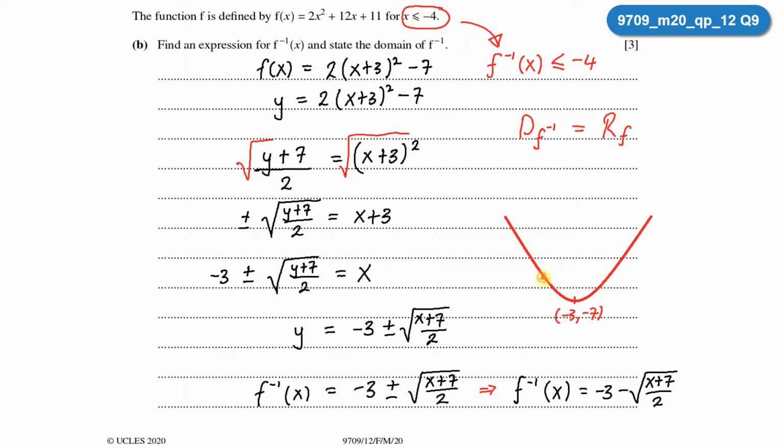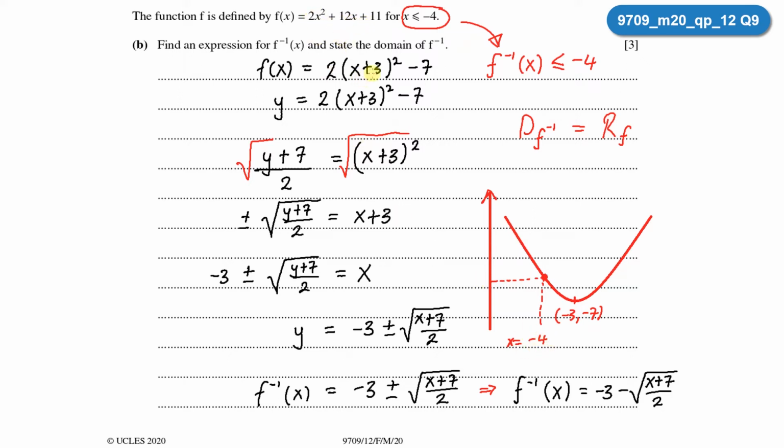So this should be somewhere here. Since we have -3 here, -4 should be around here. So what we want now is to know the range, the y values for which the graph is going to be valid. If x is -4, what is the y value? It means we can substitute -4 into the function.